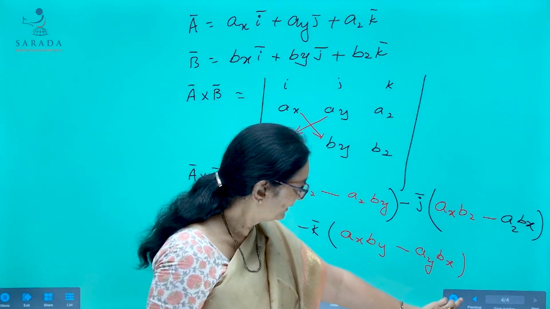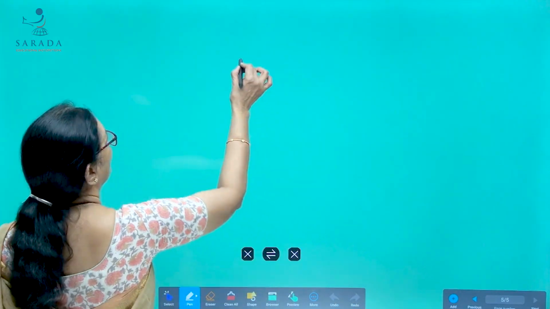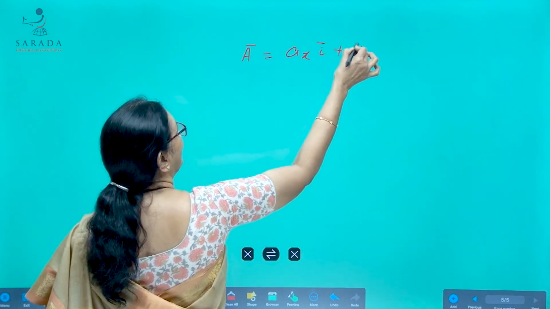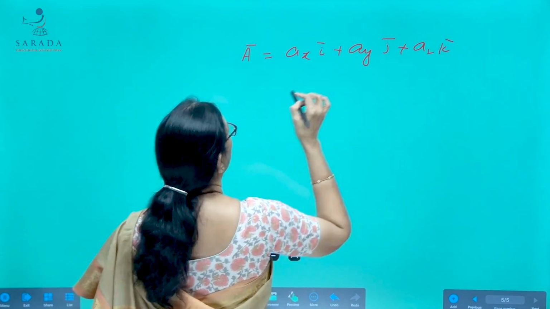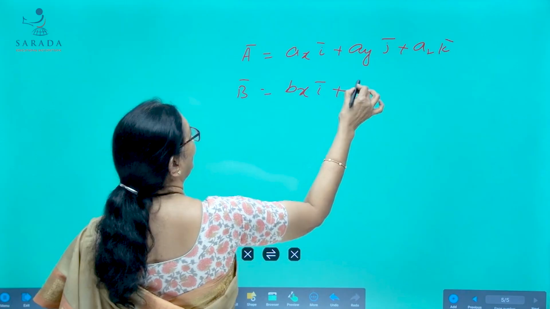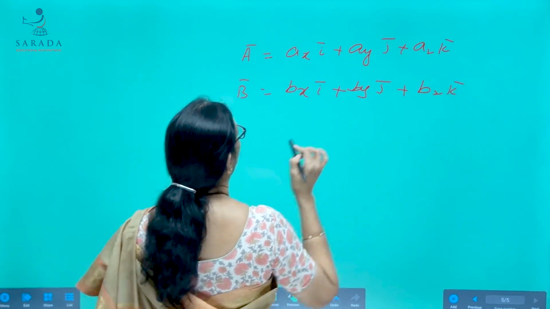See here, I'll tell you the direct way also. Look here, A bar is equal to AX I bar plus AY J bar plus AZ K bar. B bar is equal to BX I bar plus BY J bar plus BZ K bar.